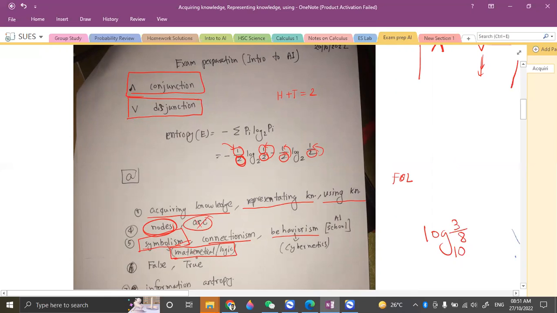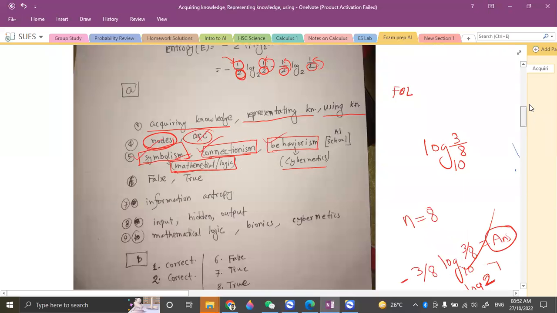So here we discuss mathematical and logical function. And the second one will be connectionism, okay? We connect them. And then the third one will be behaviorism. Behaviorism is also related to cybernetics, okay? So we got the three university, that is symbolism, connectionism, and behaviorism.